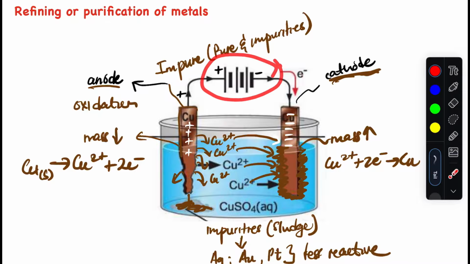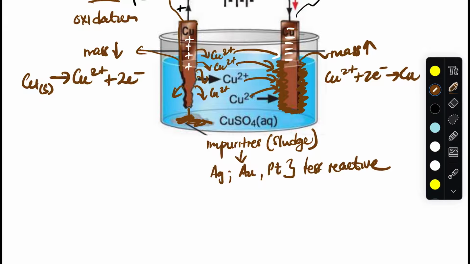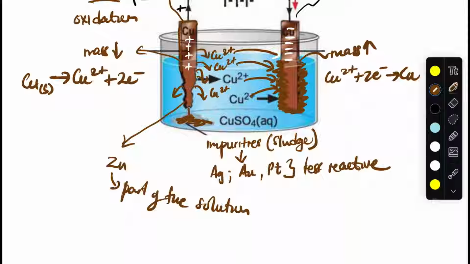So we're using electricity to do that, guys. It's very important. Some of the impurities here, like zinc, are above copper in the table. If it's above copper, that means zinc will be part of the solution. Why does zinc become part of the solution? Because it's above, it's more reactive, right?